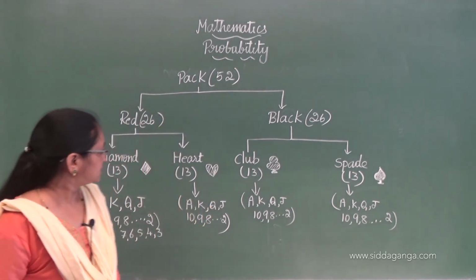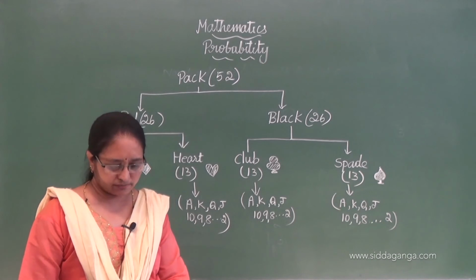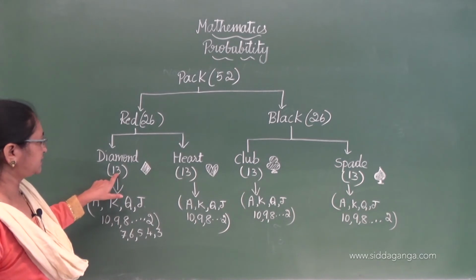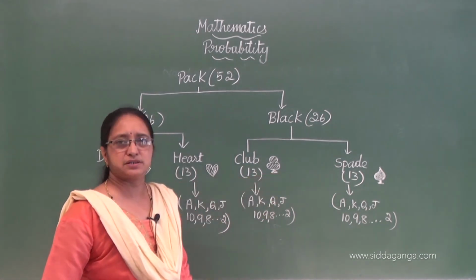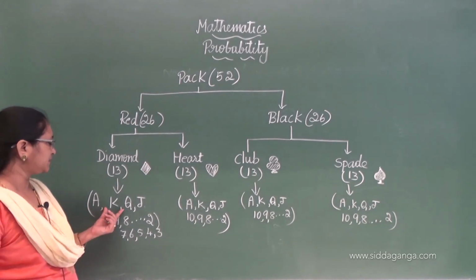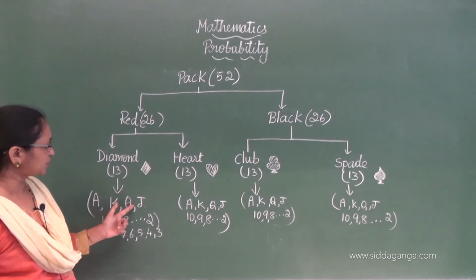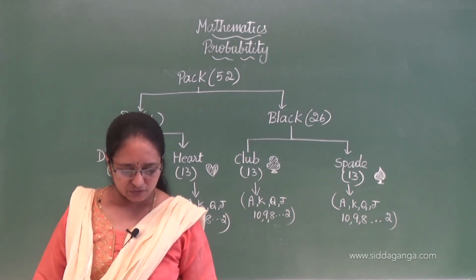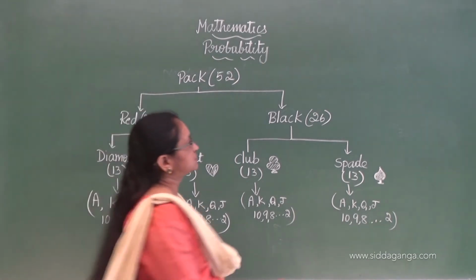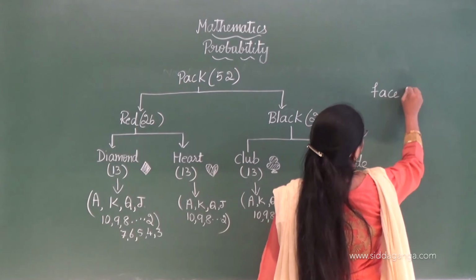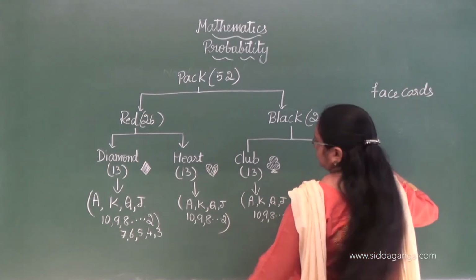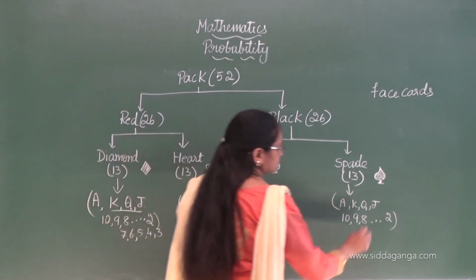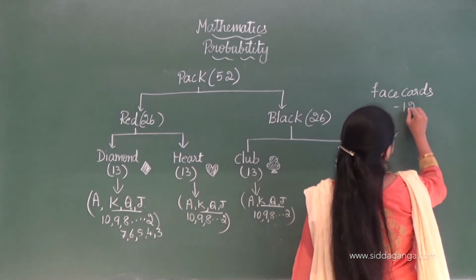So just go through that, and even I am going to do it in the next class. Now diamond, how many diamond cards are there? 13. Heart 13, club 13, spade 13. And suppose if they ask, see, king, queen and jack are called face cards. So they have given face cards: kings, queens and jacks are called face cards. So totally how many face cards are there? Face cards: 3, 3, 3, 3. 4 3s are 12 face cards.